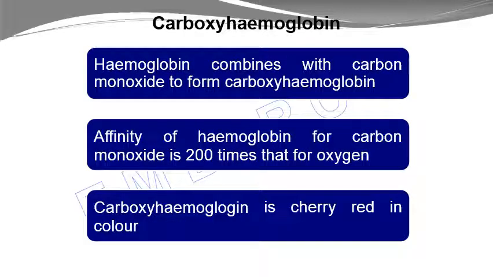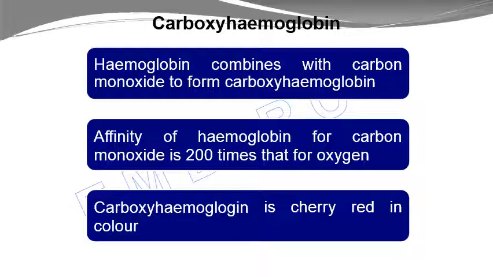Next one, carboxyhemoglobin. Hemoglobin will combine with carbon monoxide, and as it combines, it forms carboxyhemoglobin. The affinity of hemoglobin for carbon monoxide is much higher than that for oxygen. So carboxyhemoglobin is cherry red in color. If anybody is poisoned with carbon monoxide, for example if somebody is stuck in an airtight room and carbon monoxide gas is released, you'll see that their skin and face turn cherry red. Why? Because carboxyhemoglobin is cherry red in color.